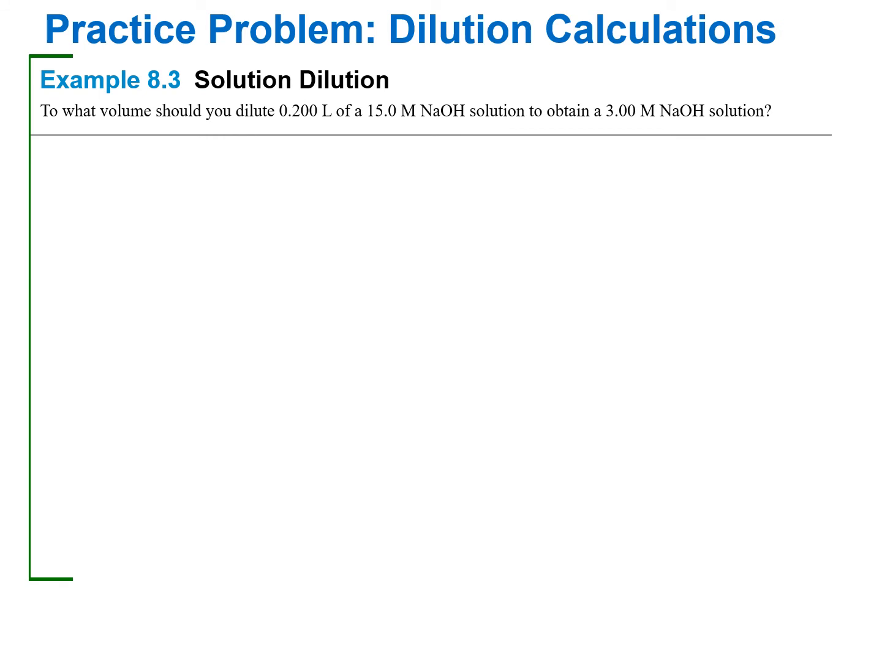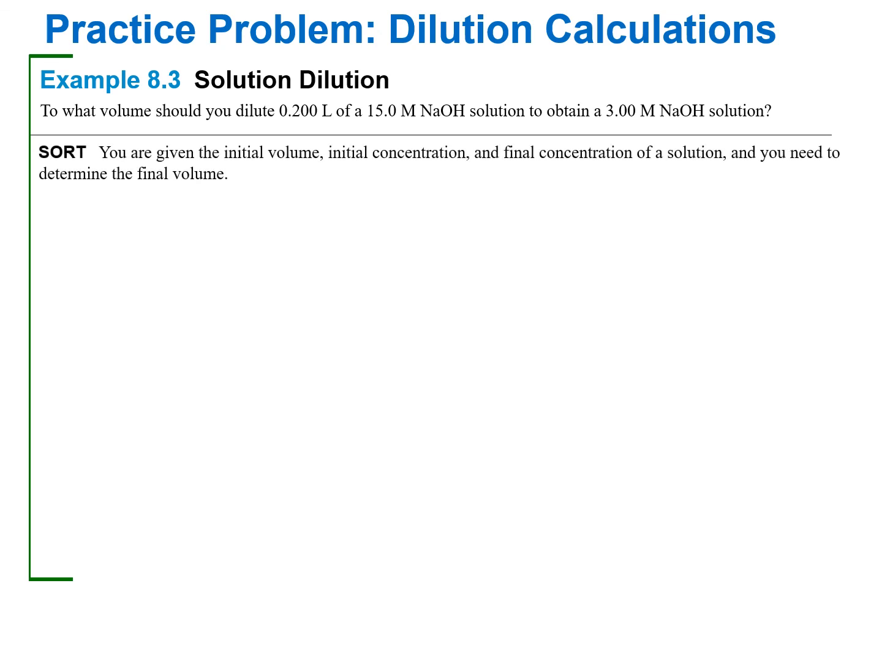So let's take a look at an example, 8.3. They're asking us to what volume should you dilute 0.2 liters of a 15 molar sodium hydroxide solution to obtain a 3 molar sodium hydroxide solution. All right, so let's see what we have here. Well, if we take a look, we see that we have a liter and a molarity. So we have a volume and a concentration, which means that we're looking at a dilution equation.